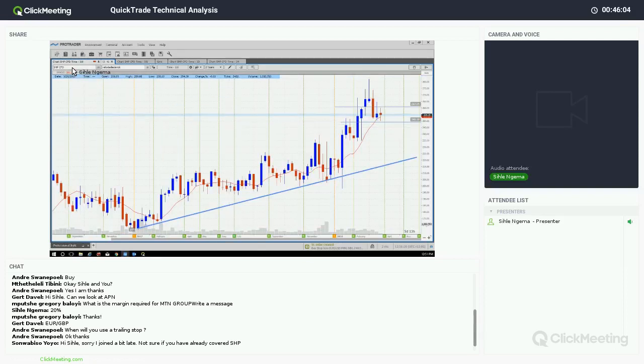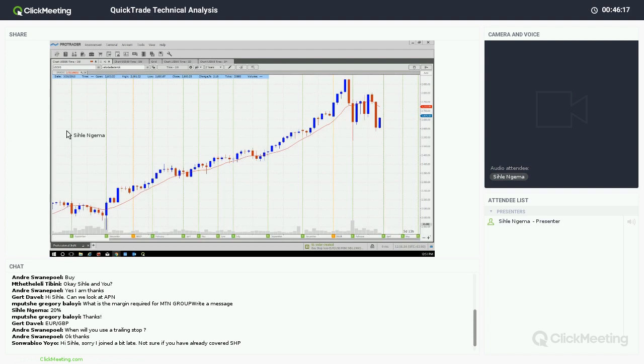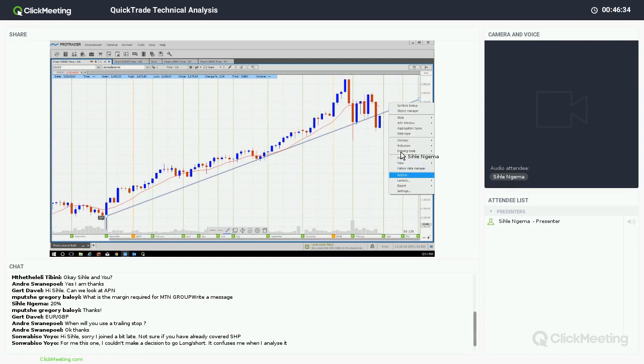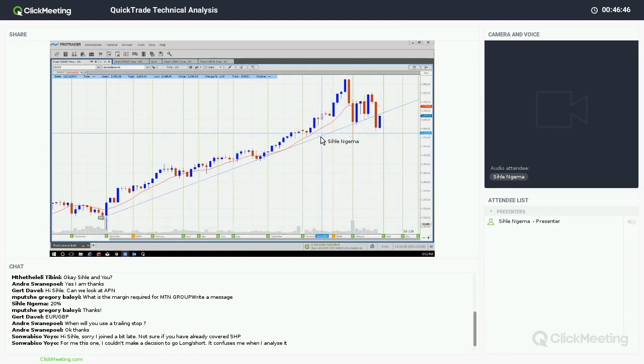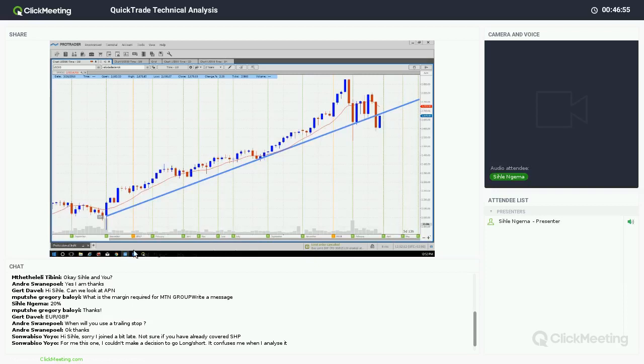Let's look at the S&P 500, the US 500 that we always refer to when looking at global markets. Okay, that thick blue line there is your trend line on the S&P 500.